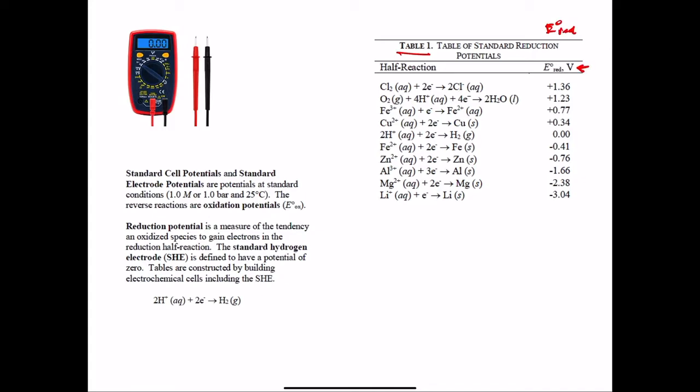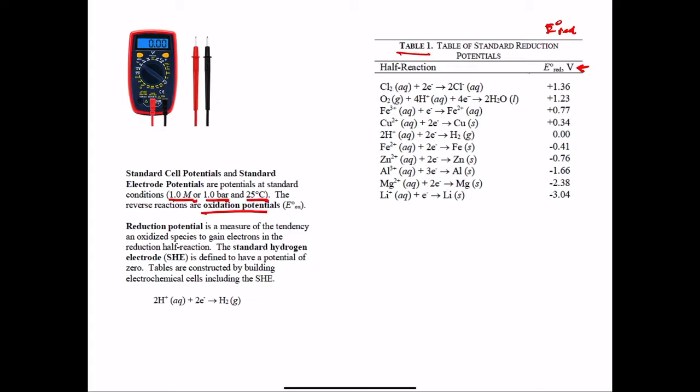All right. We've seen this standard thing before, standard conditions. In this case, the standard conditions are considered 1 molar in whatever we're talking about, or 1 bar, which is a pressure, and 25 degrees Celsius. All right. We can also have oxidation potentials. We'll talk about that in 1 second.